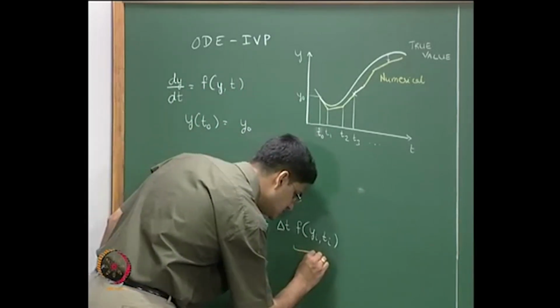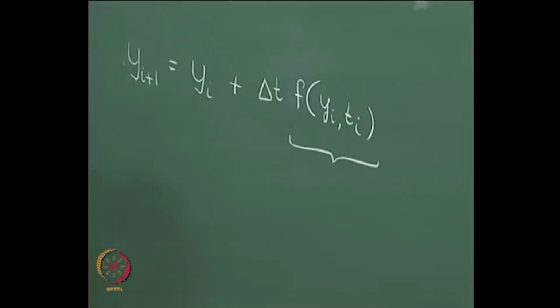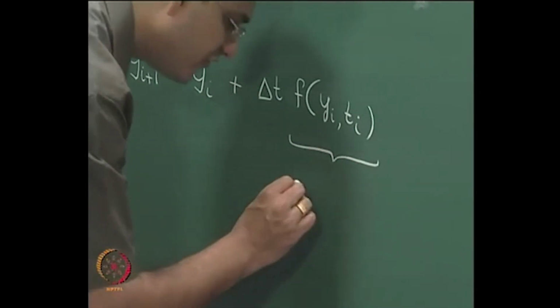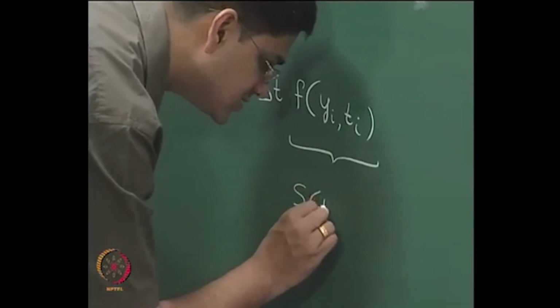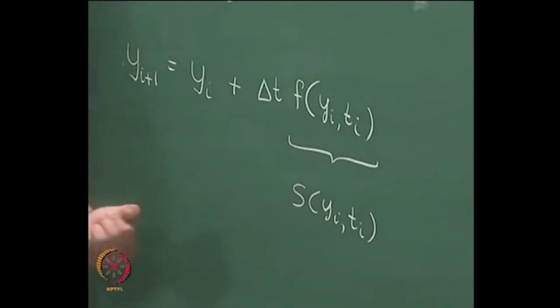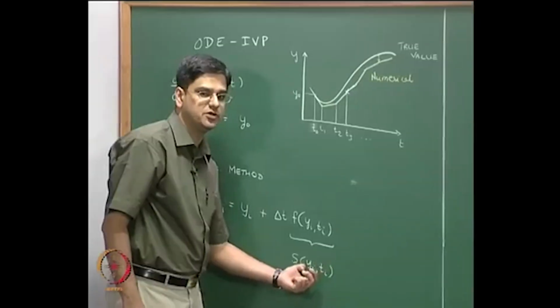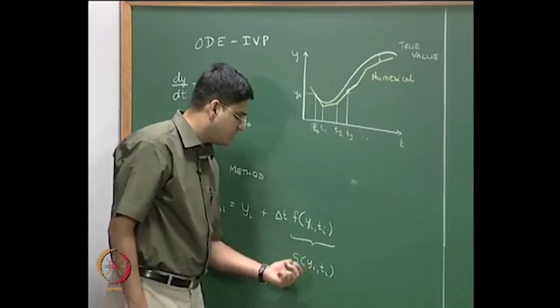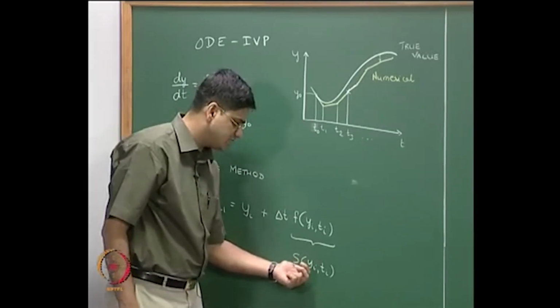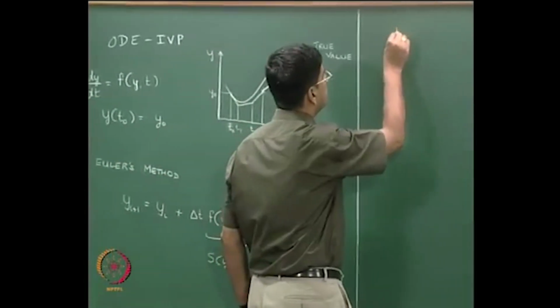What we said next is that instead of the function f computed at yi ti, we can find a better way of getting this value of the slope. Okay, so instead of f of yi ti, we replace that with s of yi comma ti, and we concluded the previous lecture, lecture 1 of module 7, by saying that there are several methods which incorporate different ways of finding this particular s, and one family of the methods is known as the Runge-Kutta family of methods.